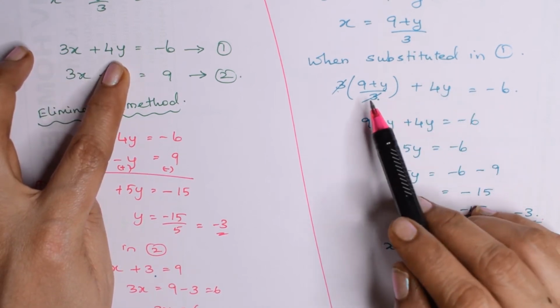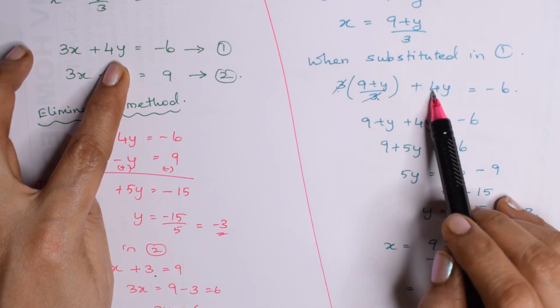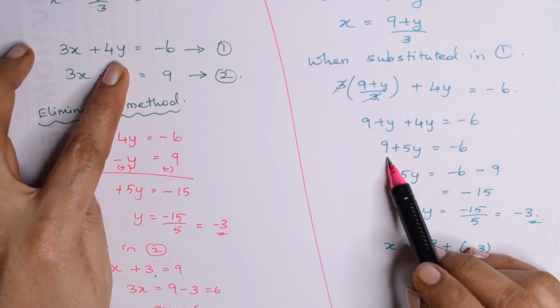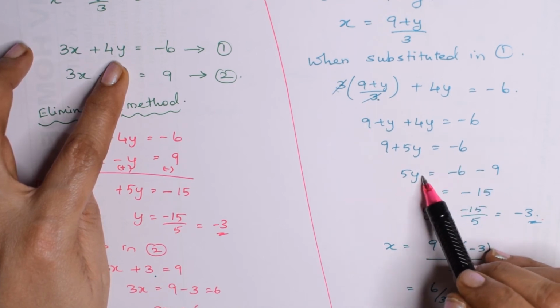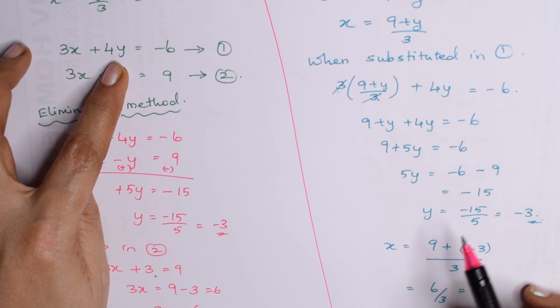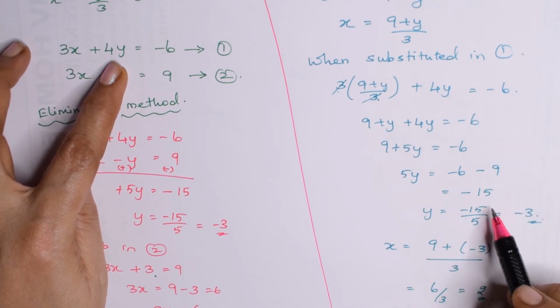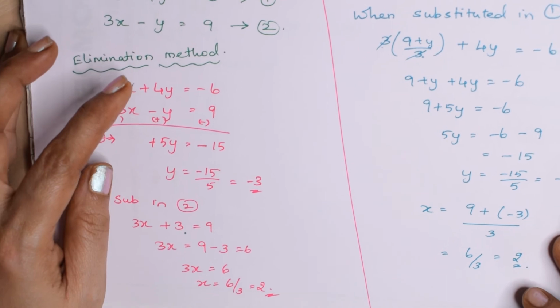Here again this is a y term and here I have a y term. We can add both and it becomes 9 plus 5y is equal to minus 6. 5y alone I keep here on the left and bring the 9 to the right hand side, and it's equal to minus 15. So y is equal to minus 15 by 5.